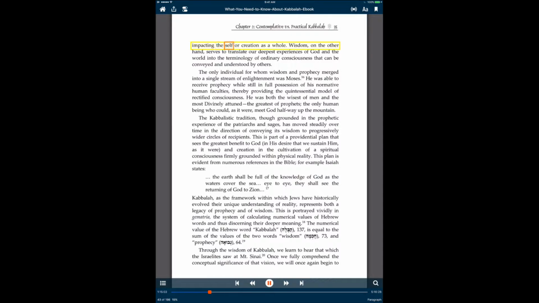impacting the self or creation as a whole. Wisdom, on the other hand, serves to translate our deepest experiences of God and the world into the terminology of ordinary consciousness that can be conveyed and understood by others.